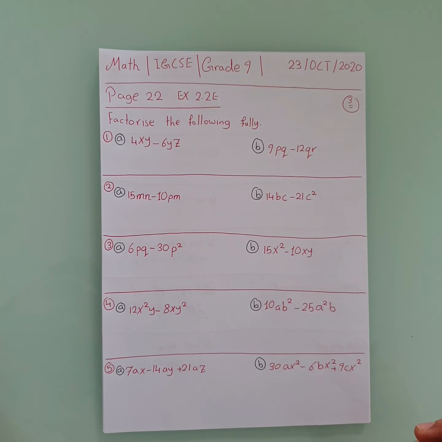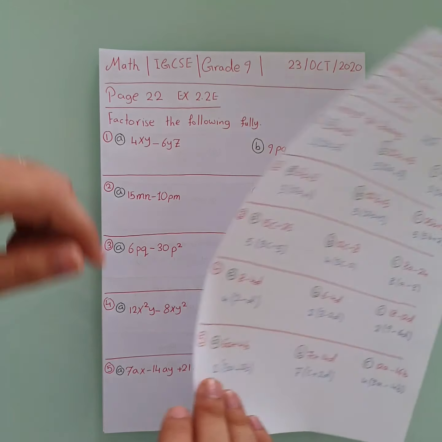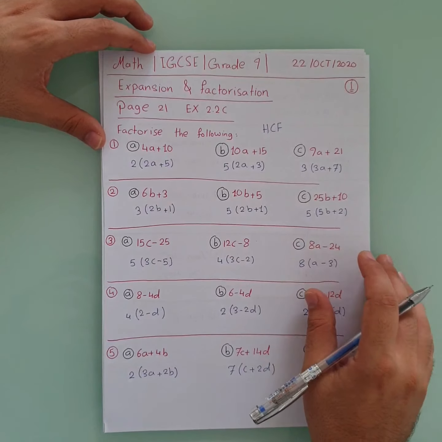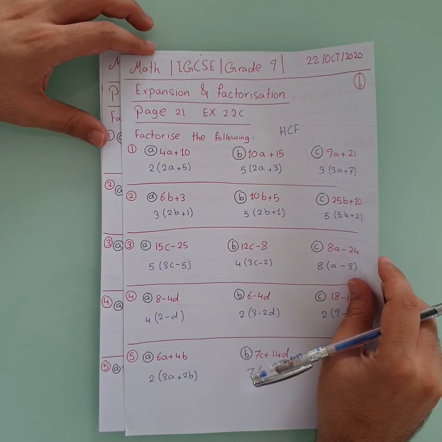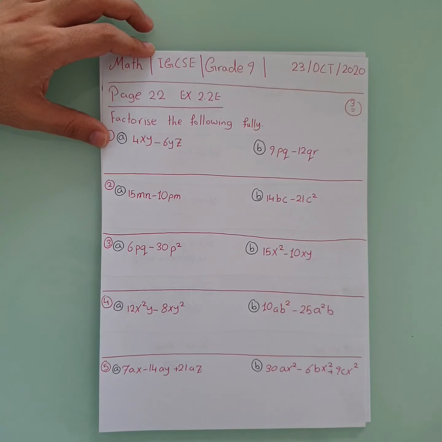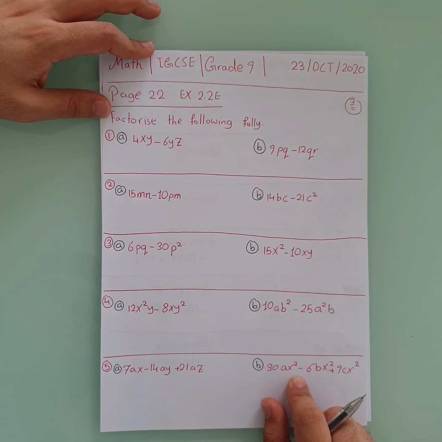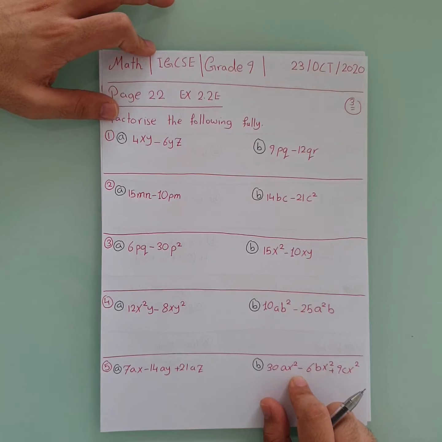So previously we took the factorization and how to factorize when we have only numbers or only letters. Right now we will take the factorization when we have both, numbers and letters at the same time. So let's take a look at how we can solve such questions.